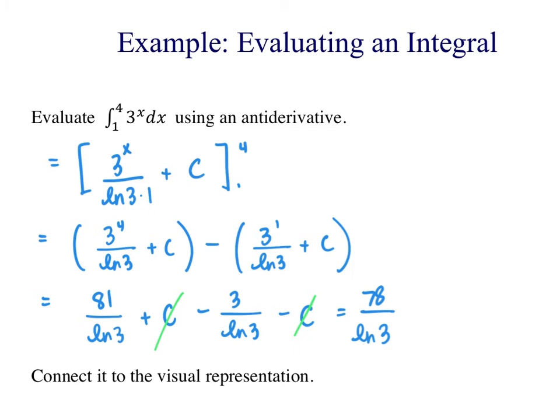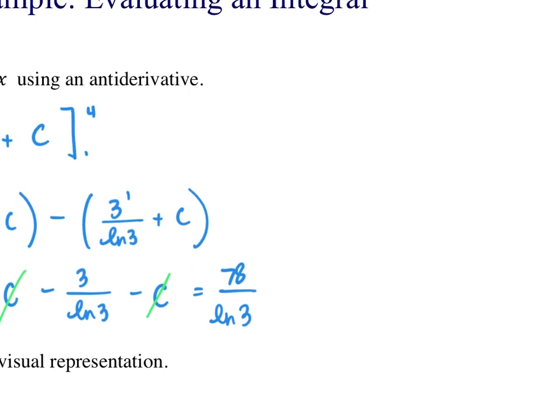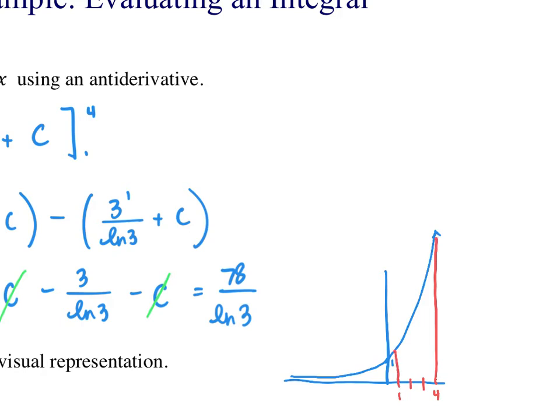And so connecting that to the visual representation, we know that an exponential function hugs the x-axis, swoops up through the number 1, and then continues up, and we are going from 1 to 4. And so the area bounded beneath the exponential curve and above the x-axis has an irrational value. It's exact, but it's irrational. Okay, so I can come up with an exact value of 78 over ln 3, but it is an irrational number. So this will be 78 over ln 3.